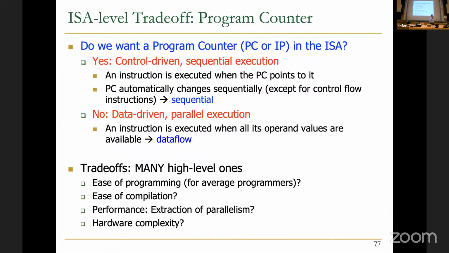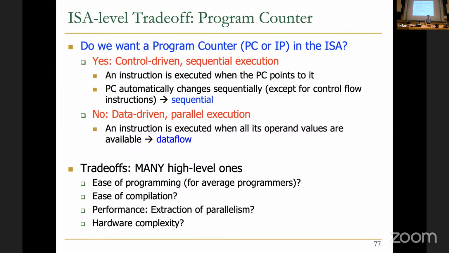Which one is easier to compile? I don't know. Which one is better at performance? Extraction of parallelism. I think data flow is a lot easier to extract parallelism from. That's why existing machines actually convert the sequential program into a data flow graph internally. Which one is more complex in terms of hardware? Well, it depends, basically. It depends on how you execute each of these things.